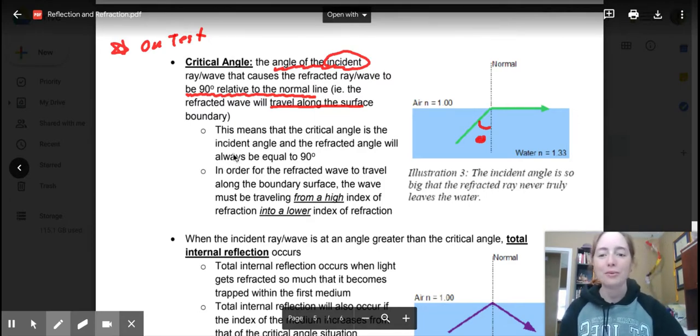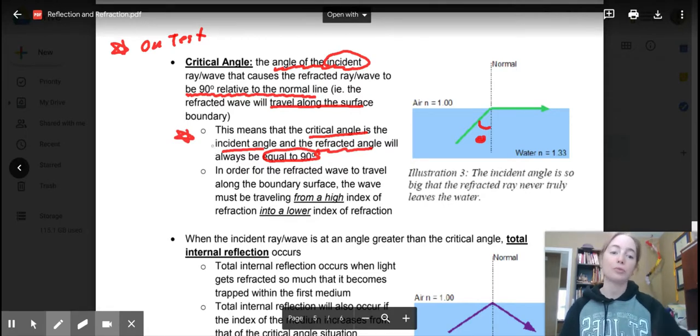Okay, so ladies and gentlemen, it means that our critical angle is our incident angle. The refracted angle is always going to be equal to 90 with that critical angle. So that is super important there. So keep that in mind. The refracted wave is going to have an angle of 90 degrees. Okay, always. And as well, in order for us to get a critical angle scenario, the wave must be traveling from a high index of refraction to a low index of refraction.